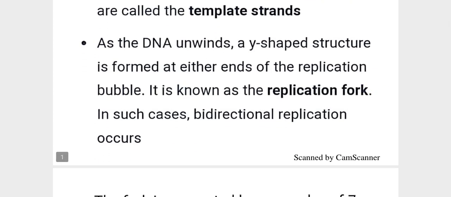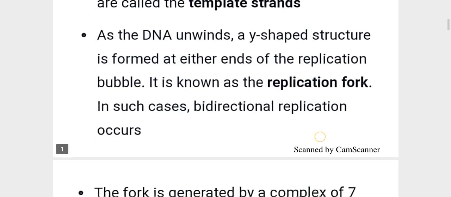As the DNA unwinds, a Y-shaped structure is formed at either end of the replication bubble. This is known as the replication fork. In such cases, bidirectional replication occurs.